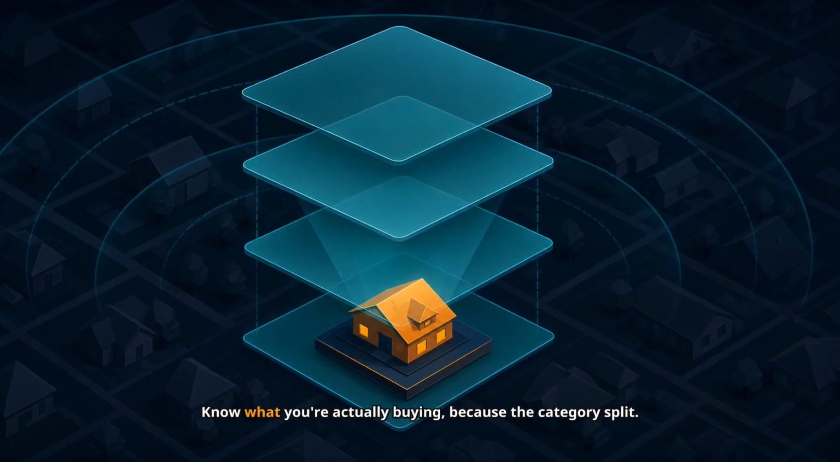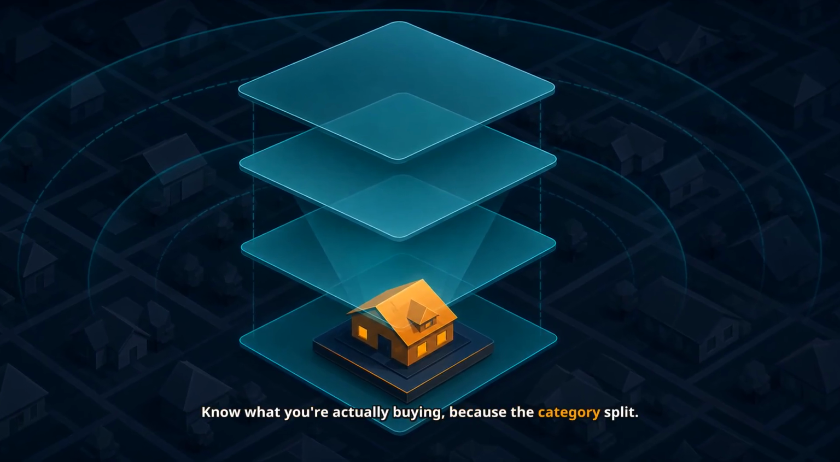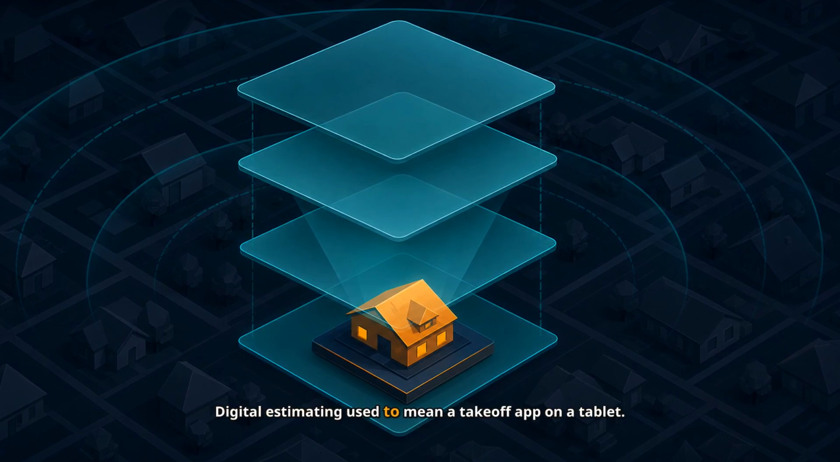Know what you're actually buying, because the category split. Digital estimating used to mean a takeoff app on a tablet. A takeoff is the roof measurement you price from. Today it bundles 3 jobs that used to be separate. Measurement, the squares and valleys. The estimate and proposal, the scope, the homeowner signs. And the CRM and production layer that carries the job forward. CRM means the customer and job record. Most platforms do one well. Know which job you're buying for first.